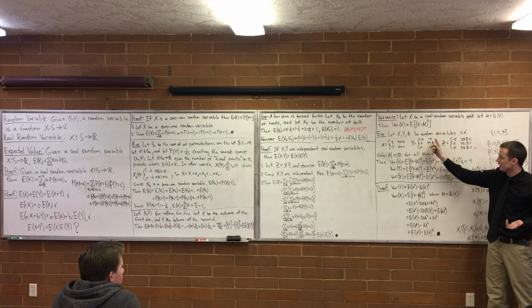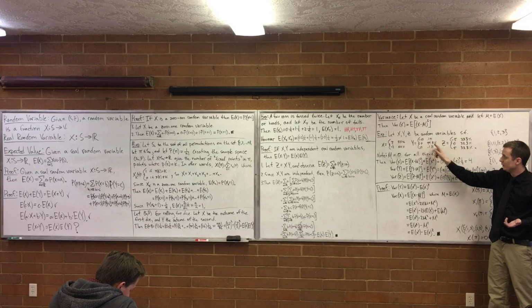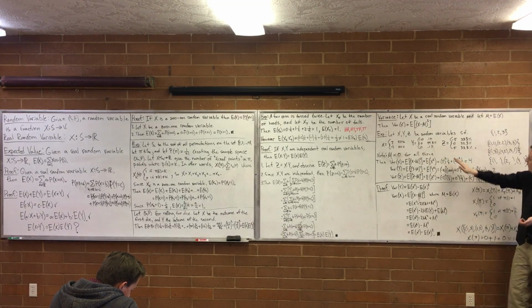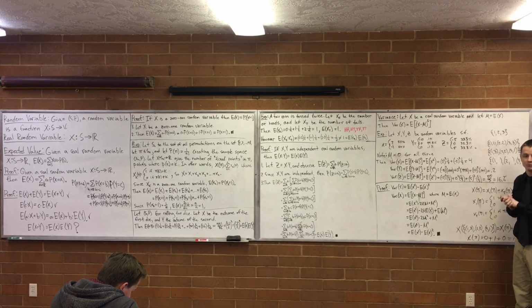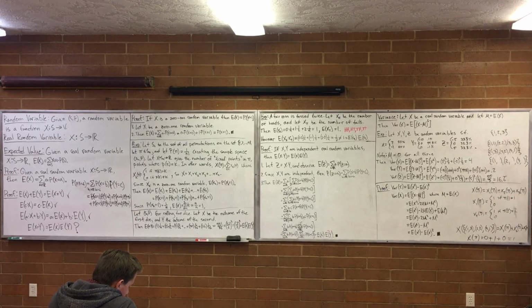Y spits out negative 10.1% of the time, 0 99.8% of the time, and 10.1% of the time. And z spits out negative 5 1/3 of the time, 0 1/3 of the time, 5 1/3 of the time. You with me? Sorry, those are lines above the threes.